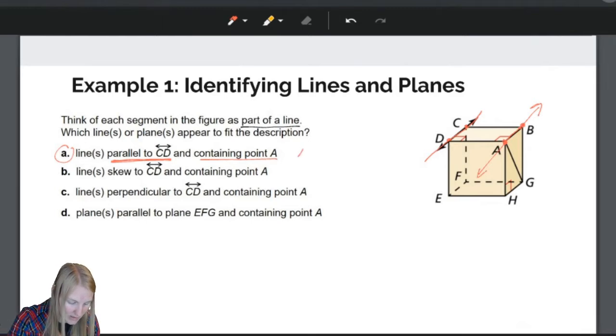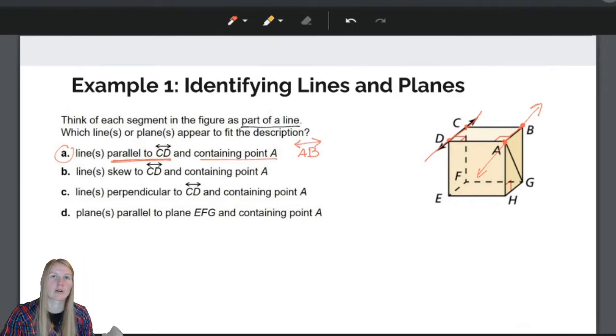Line AB. And don't forget your arrows. If you don't put arrows, it's not a line, it's a segment, and they asked for a line. So we needed to contain point A, and we did that, and we needed to be parallel to CD, and we did that as well. So there's our answer.